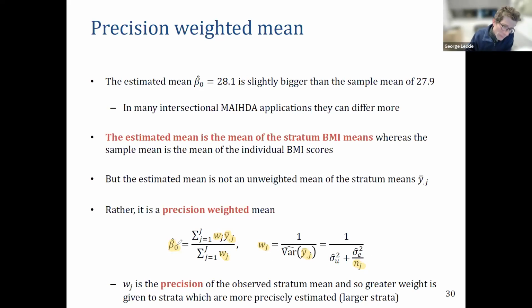So in short, the beta 0 hat, the parameter estimate, is a precision weighted average of the observed stratum means rather than a frequency weighted average or an unweighted average. And the precision weighted average is argued to be optimal here.